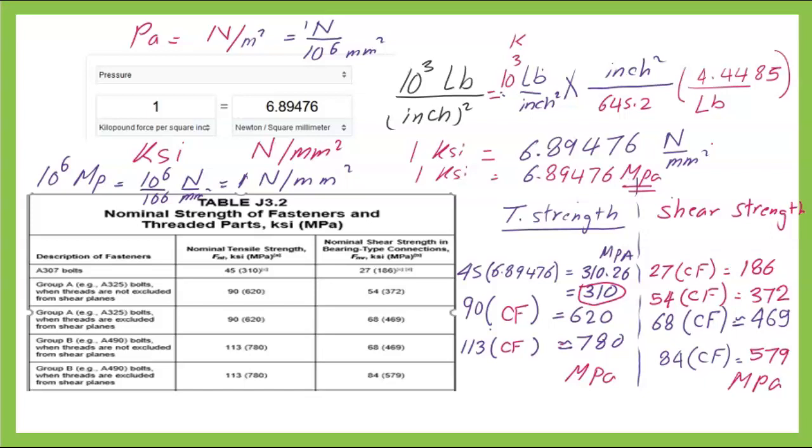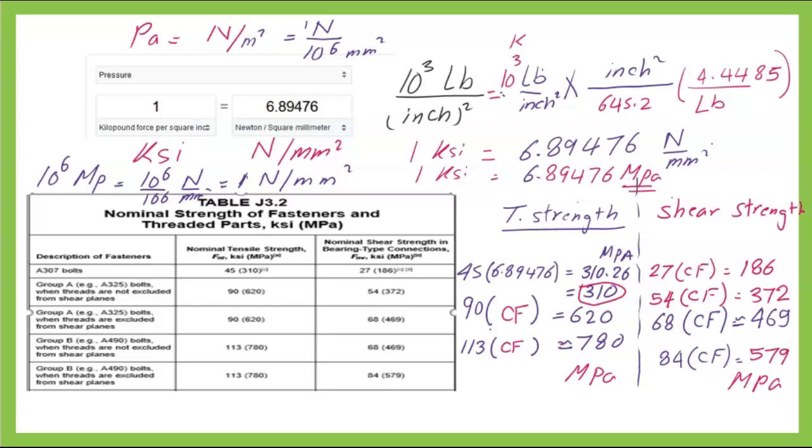6.89476 to get the value in Newton per millimeter square, which will be equal to 620 Newton per millimeter square after rounding. For the same A325N, the nominal shear strength is 54 KSI multiplied by the CF, which stands for the conversion factor. We get the value of 372 Newton per millimeter square.